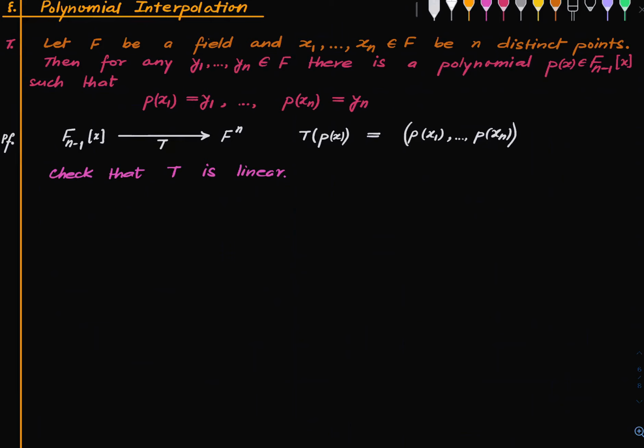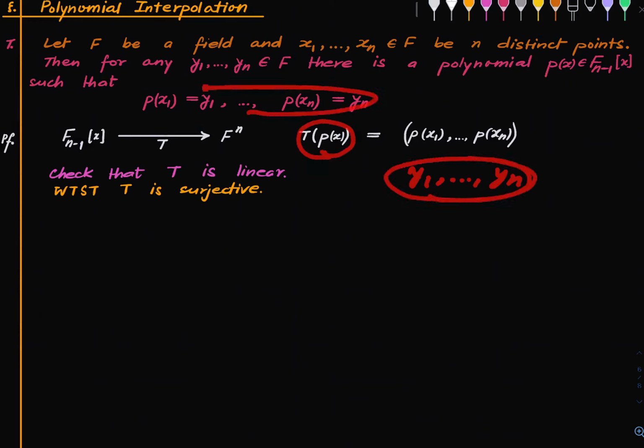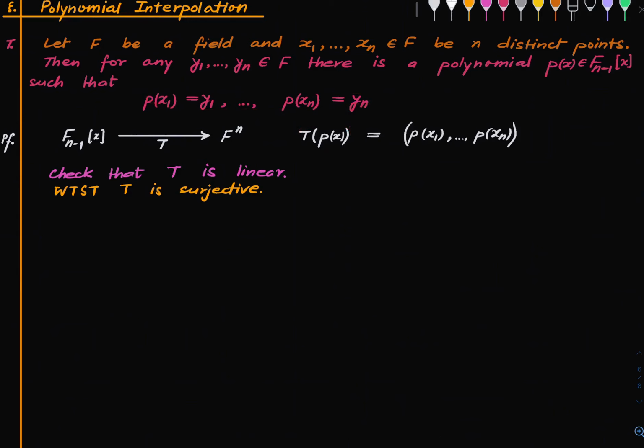This is really what the theorem asks us to prove. Why? Because what it is saying is that for any y1 up to yn, there is some polynomial that fits the data. Meaning, once you choose y1 up to yn, there is some polynomial for which T of P(x) is the same as this thing. That's exactly what this means. So once you realize that, we want to show that T is surjective. But since these two vector spaces are of the same dimension, we just need to show that T is injective. So it suffices to show that.